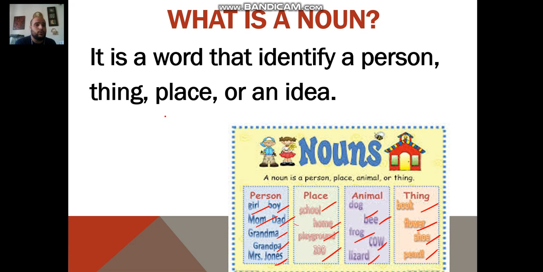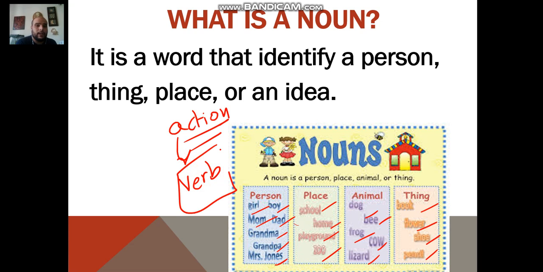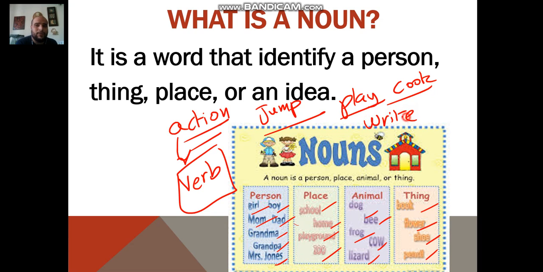The only thing I want you to pay attention to are the actions. An action in English is a verb. It's not a noun. Jump is not a noun, it names an action. Play is not a noun, it's a verb. Cook is not a noun, it's a verb. Write is not a noun, it's a verb. Think, it's not a noun, it's a verb. Any action is a verb in English, it's not a noun, please.